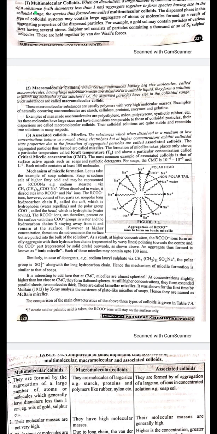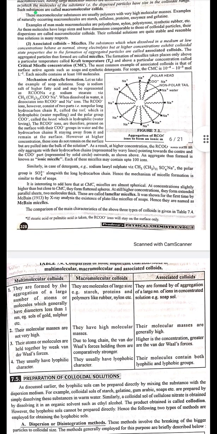The most common example of associated colloids is that of surface active agents such as soaps and synthetic detergents. For soaps, the CMC is 10⁻⁴ to 10⁻³ mole per liter. Each micelle contains at least 100 molecules. Mechanism of micelle formation. Let us take the example of soap solution. Soap is a sodium salt of a higher fatty acid and may be represented as RCOO⁻Na⁺, for example, sodium stearate, CH3(CH2)16COO⁻Na⁺.